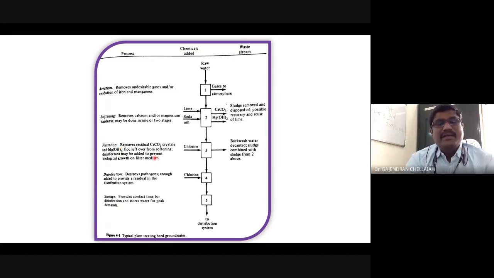Because we are removing all chemicals, there is a possibility of biological contamination or biological growth. To overcome that problem, we add chlorine here. As we know, chlorine is a very good disinfectant. The waste will contain backwash water and settled sludge combined with sludge from the softening.